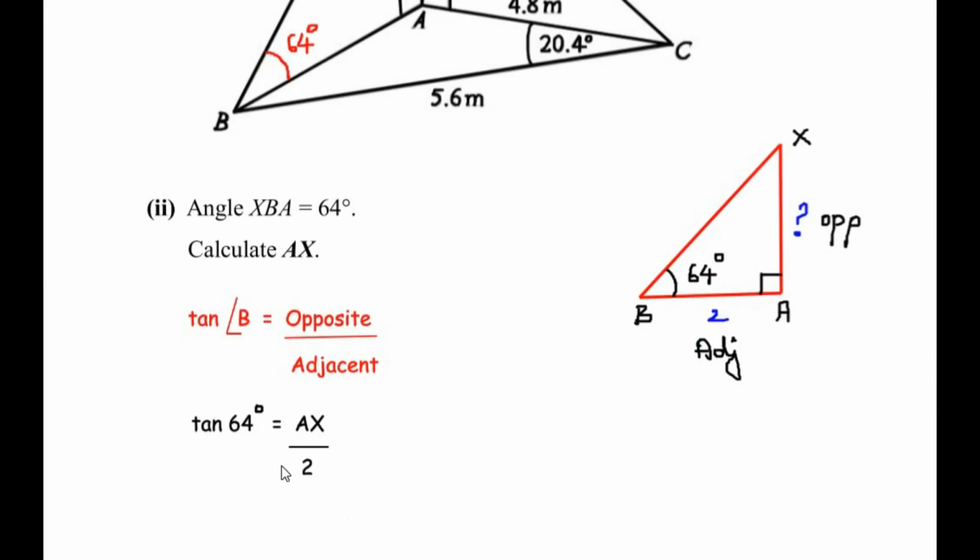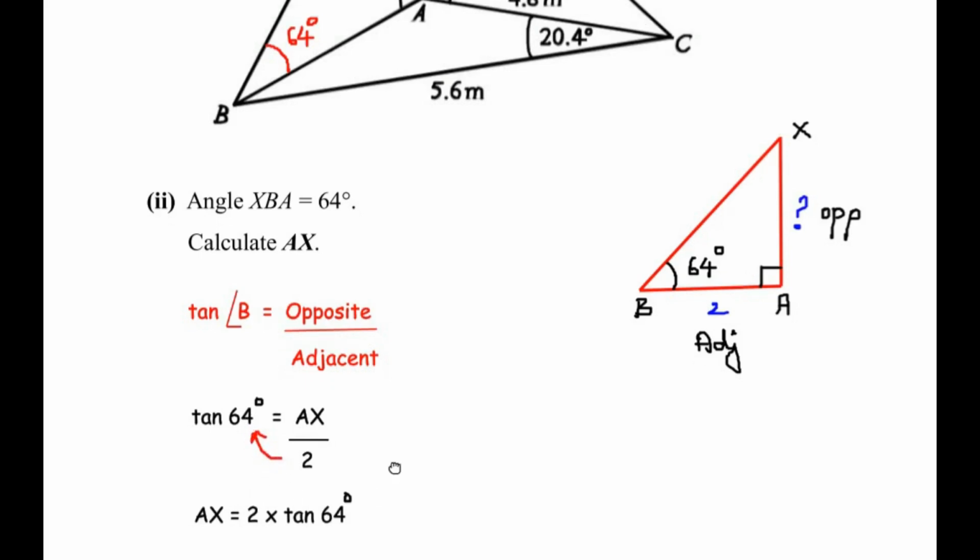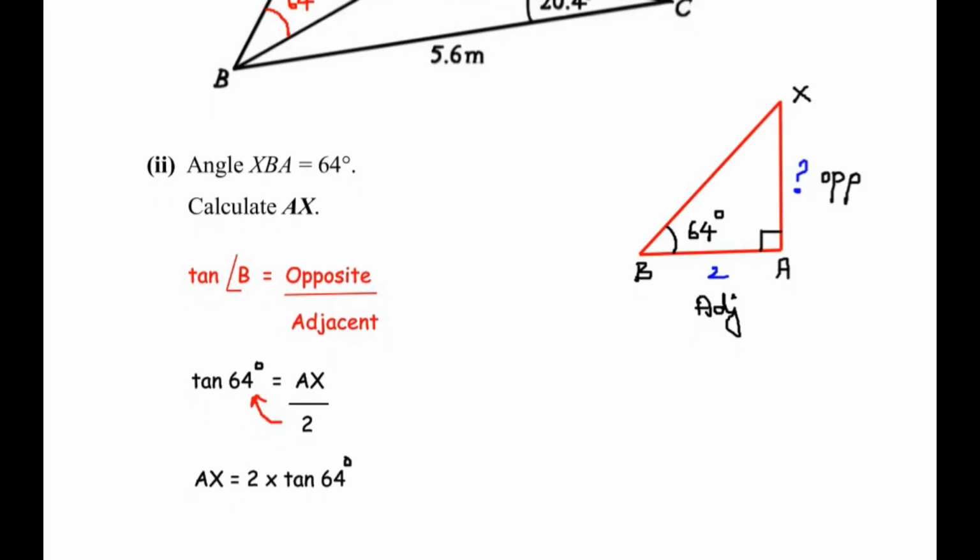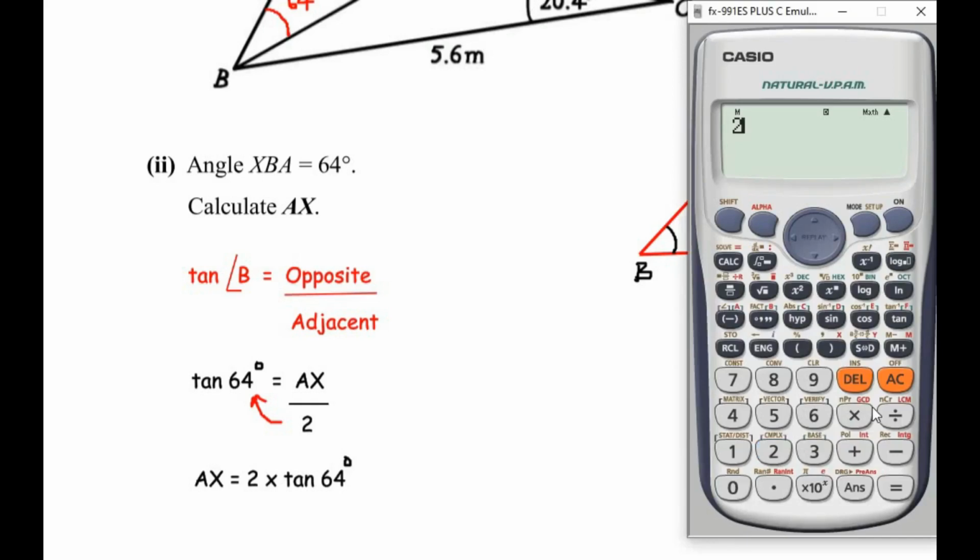Cross multiplying here, 2 multiplies with tan 64. So AX is equal to 2 times tan of 64. Let us check how much we get. 2 times tan 64 gives us a value of 4.1006. So I am again rounding it off to 2 decimal places, so it is going to be 4.10.